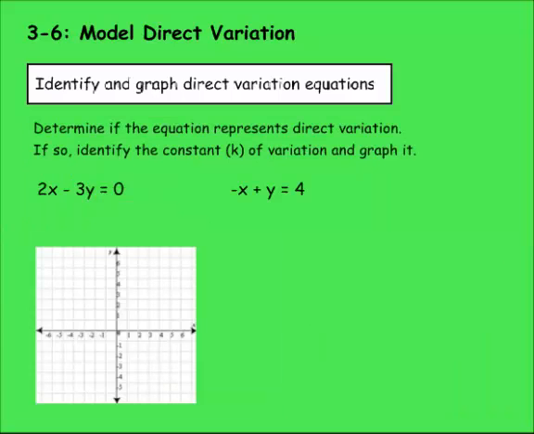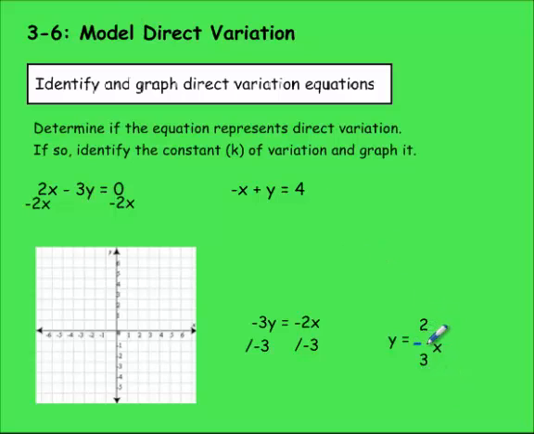So let's think about that here. Determine whether each equation represents direct variation, and if so, identify that constant of variation and graph it. So here we have 2x minus 3y equals 0. So I could subtract 2x from both sides. And that would give me a new equation, which I can write down here. Negative 3y equals negative 2x. Divide both sides by negative 3. And that would give me y equals negative 2 divided by negative 3 would just be 2 over 3, and then make that x.